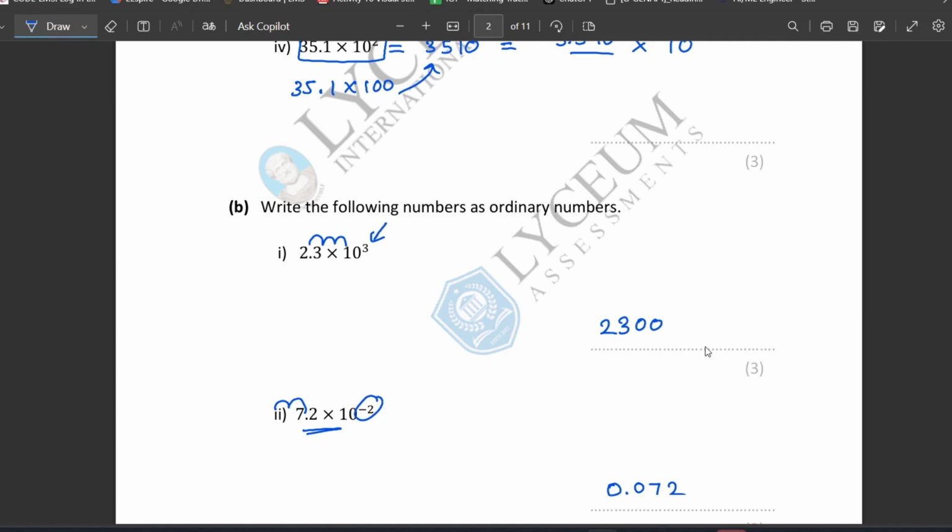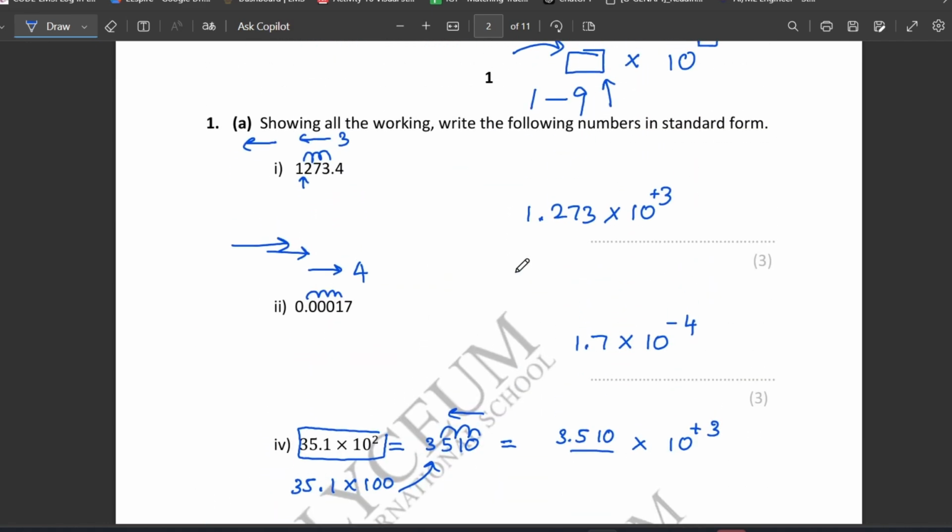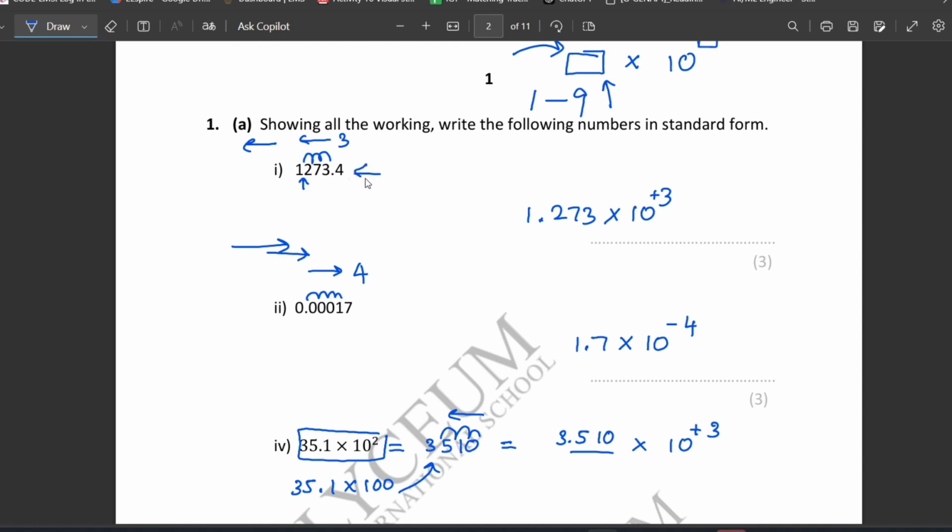So it's easier if you remember like this. Positive powers have bigger numbers, greater than 1. Positive, bigger. Negative, smaller. You can see this is a big number, so it has a positive power. This is a small number, 0.00017 is a small number, so it has a negative power.